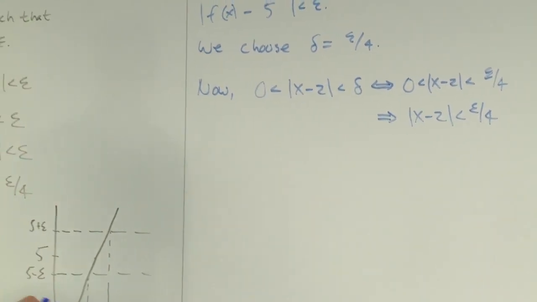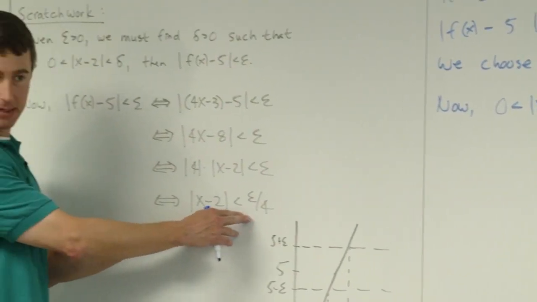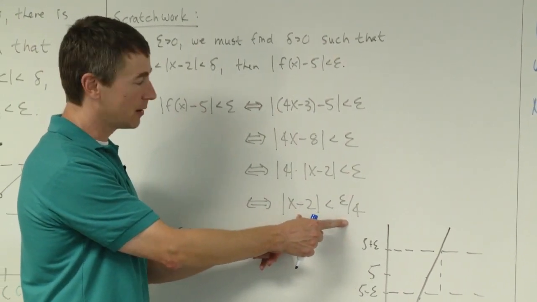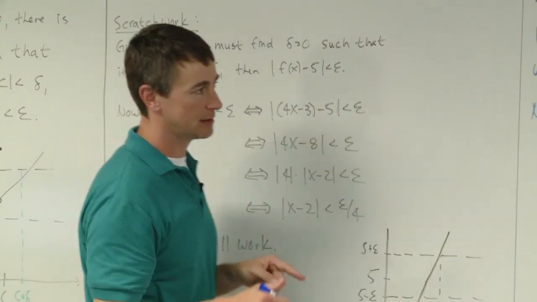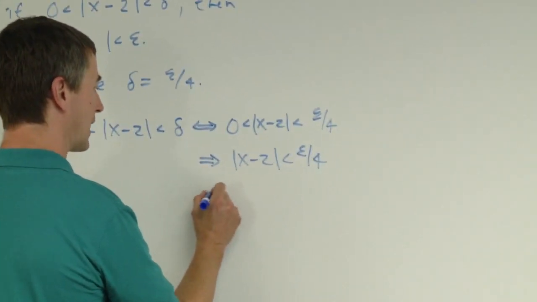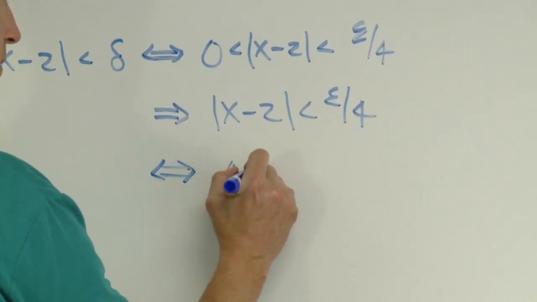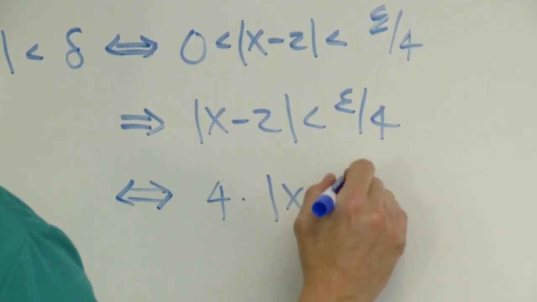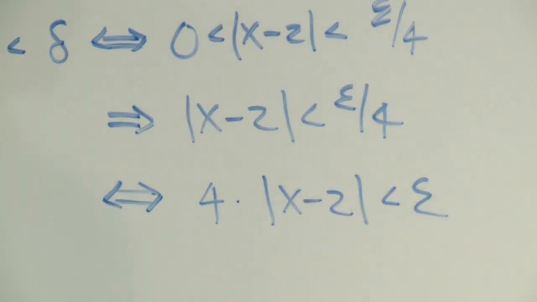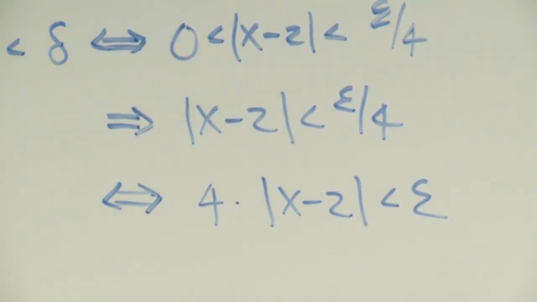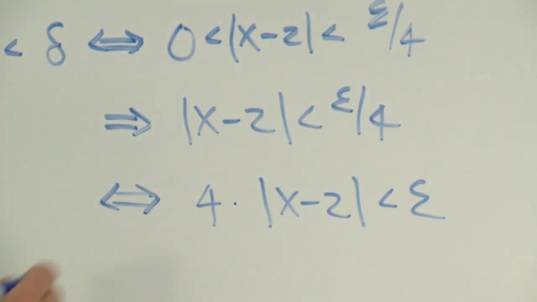All right. And now we're basically just going to follow our scratch work backwards, because we've done this scratch work over here. So we've got |x minus 2| less than epsilon over 4. We run backwards. We bring the 4 to the left side. And now we can do the double-headed arrow, because those statements really are exactly the same. And would you agree that instead of writing 4, I could write absolute value of 4? Is that the same? 4 and absolute value of 4? They're the same, right?